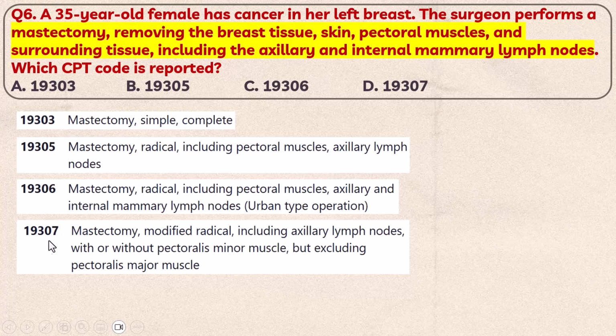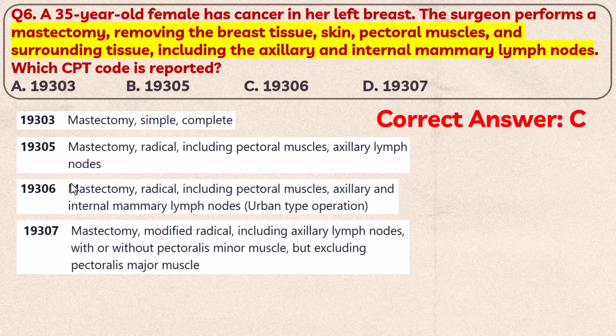If you look at the other answer, 19,307 is mastectomy, modified radical, including axillary lymph nodes with or without pectoralis minor muscle, but excluding pectoralis major. But here it includes the pectoral muscles. So this code is also not possible. So the correct answer will be 19,306. So that is answer C.